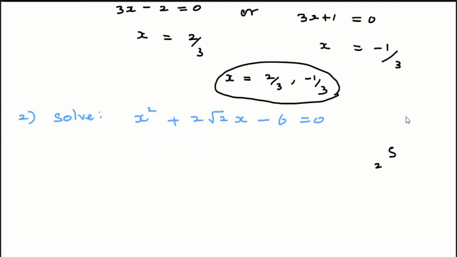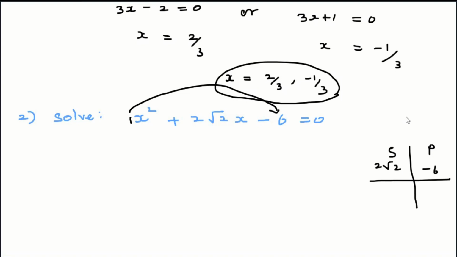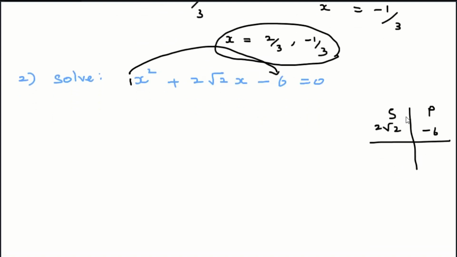Sum is 2 root 2. And product is here, there is no number, so it is considered as 1. 1 into minus 6 is minus 6. So sum to be 2 root 2, product to be minus root 6. And the sign over here is positive.